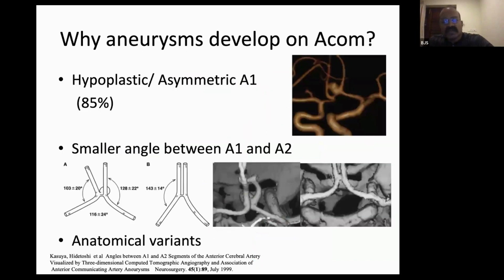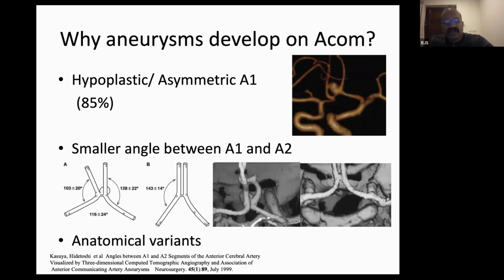Now, why do aneurysms develop on the ACOM? As I said, it's determined by the lie of the A1. It's also decided by the hypoplastic or asymmetric A1s, because if one of the A1s is dominant, it can lead to a hyperdynamic circulation on that side, and that side will overwork, and any small defect in the vessel wall can lead to the development of an aneurysm.